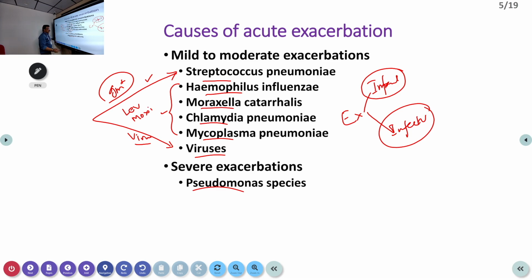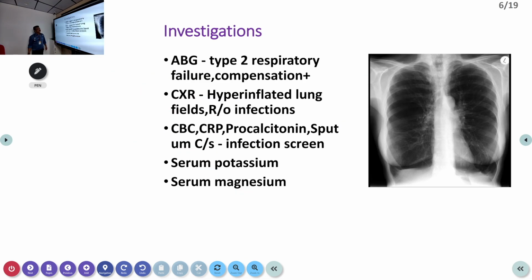Pseudomonas, antibiotic choices are different. You can go for piperacillin-tazobactam, or tobramycin, or meropenem. Higher antibiotics are required. Now you see the X-ray here. X-ray is the most important and early investigation in the emergency room. Any patient who is having acute breathlessness, we can take an X-ray.